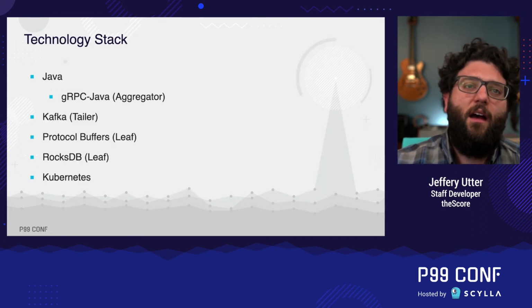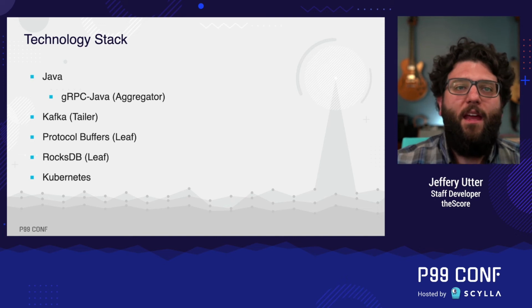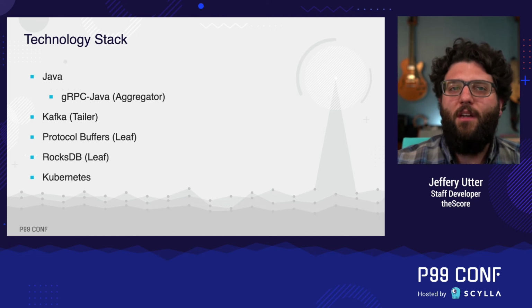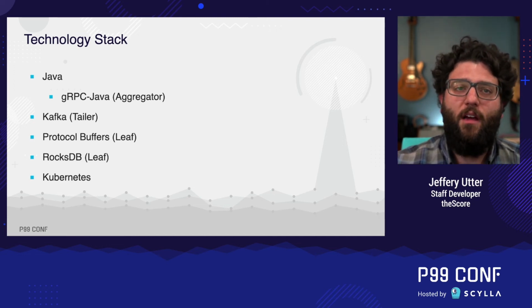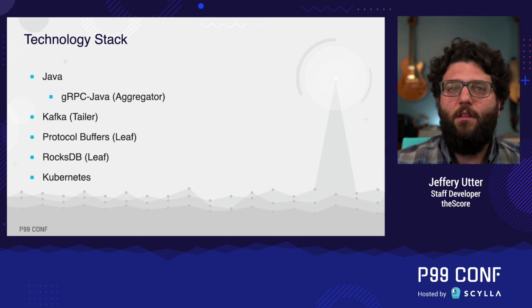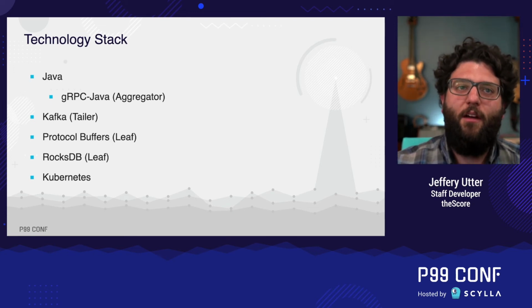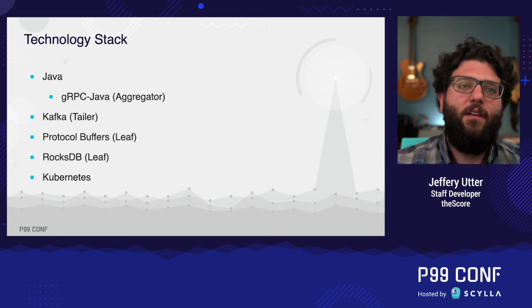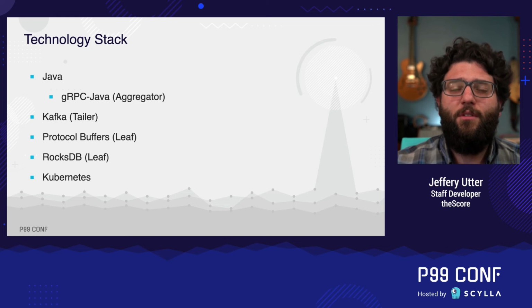Our tech stack, we use Java, like I mentioned at the start. And the reason for this is really that it has first-class library support for all of the components that we needed to build this out. In the aggregator layer, we use gRPC Java for our clients to talk to us. In the Tailer, we're using the Confluent Kafka library, which is the most well-supported Kafka library out there. Throughout the system, we're using protocol buffers that get stored in the leaf as protocol buffers and also returned to the client as such. Our storage engine, we're using RocksDB, which has worked out really great for us. We'll talk more about that later.